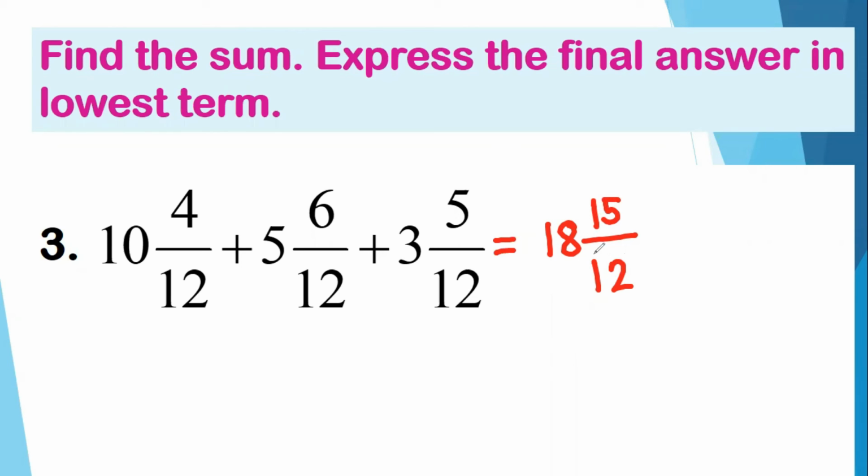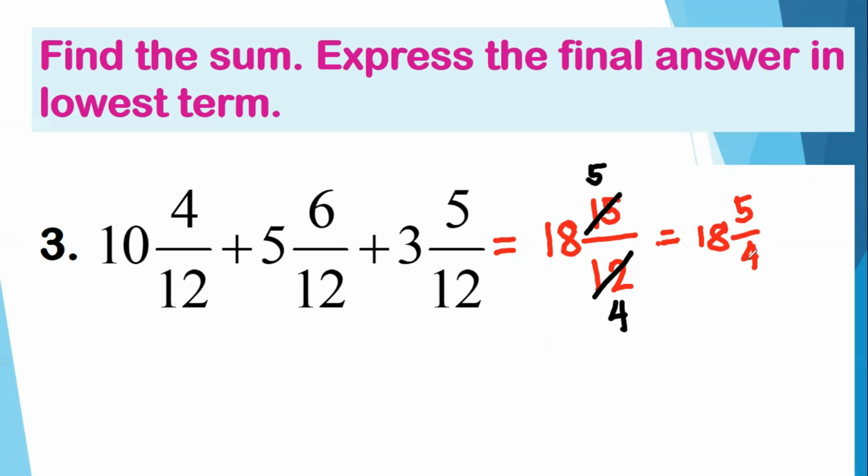Now, as you can see, we can still reduce 15/12 by dividing both the numerator and the denominator with their GCF, which is 3. So 15 divided by 3, that gives us 5. And 12 divided by 3, that gives us 4. So let me rewrite. That is 18 and 5/4. But then again, this one is not yet expressed in simplest form because, as you can see, 5/4 is an improper fraction.